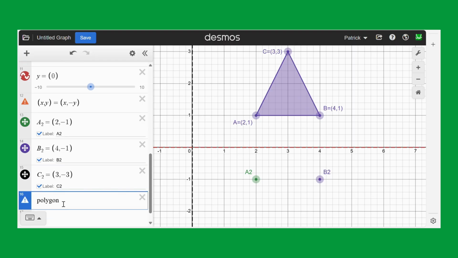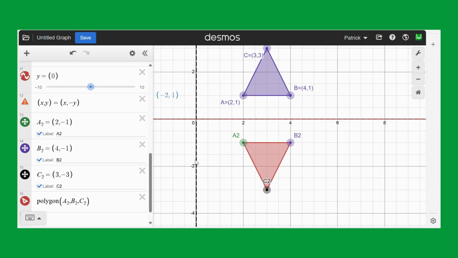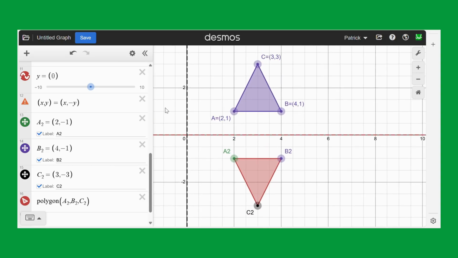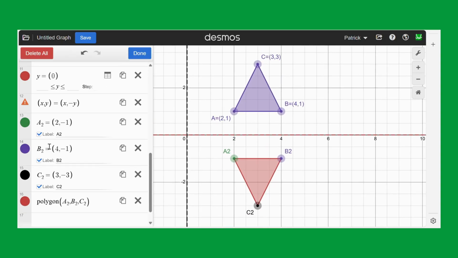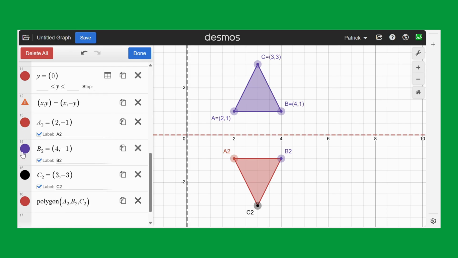Now, to draw this second reflected triangle, type polygon(A2, B2, C2) into a new line. Observe how the triangle has now flipped vertically across the x-axis. Again, the shape and size are preserved, but the figure is now upside down relative to its original position.